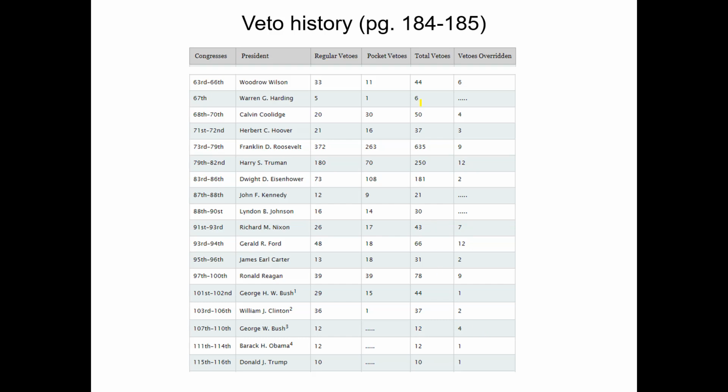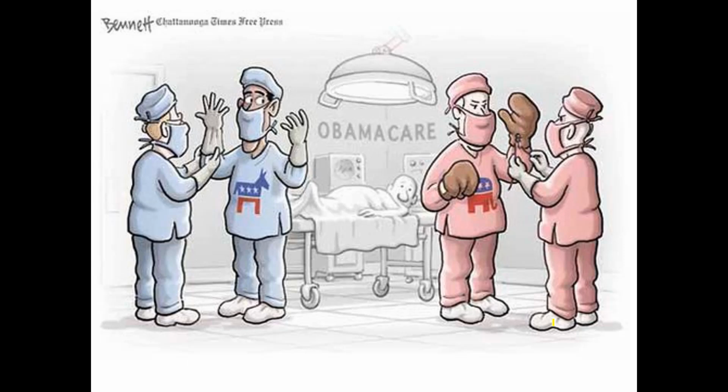And the overriding of the veto is also becoming more rare as well, because of the difficulty for either one of the houses to get 2/3 of majority to agree on anything. So those are some of the trends we see right there.